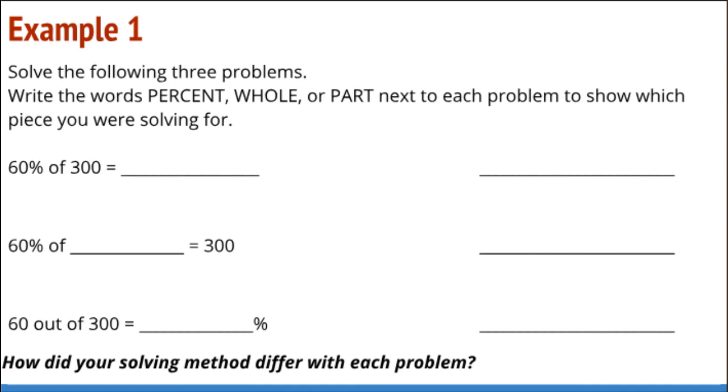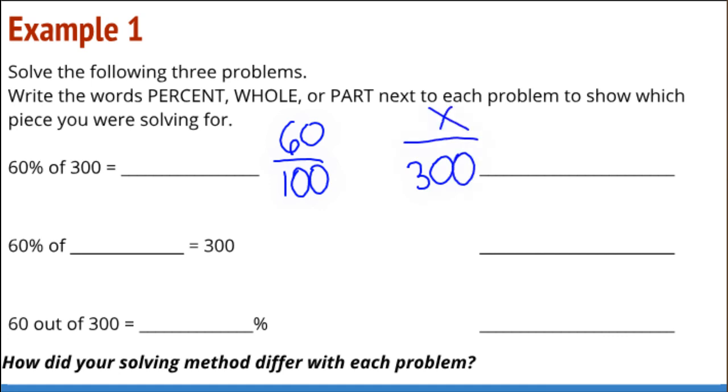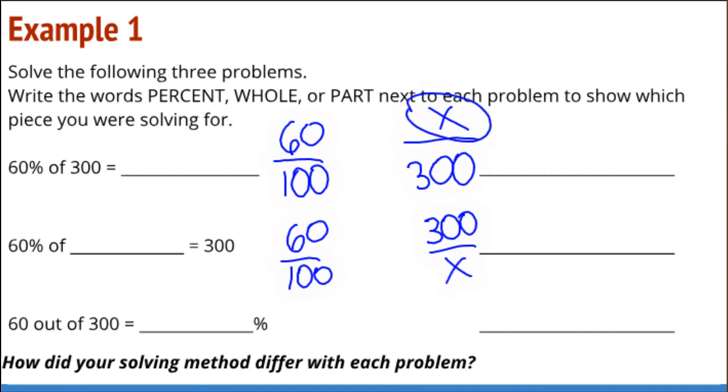Clear back here where we started out, we were identifying what we were missing, and we set all of those up in the same basic form. 60%, and we knew that 300 was the whole, and we were looking for this. And we had 60%, and we knew that the 60% was equal to the 300, and we were missing the whole. So here was a part missing, here was a whole missing, and we were looking for a percent, and we knew that it was equal to 60 out of 300.